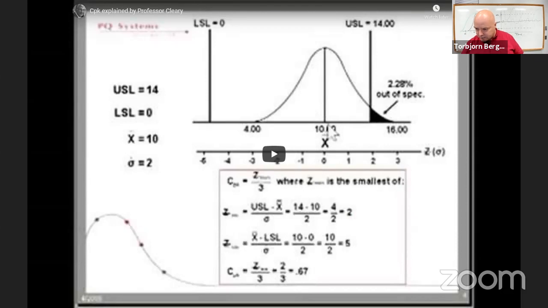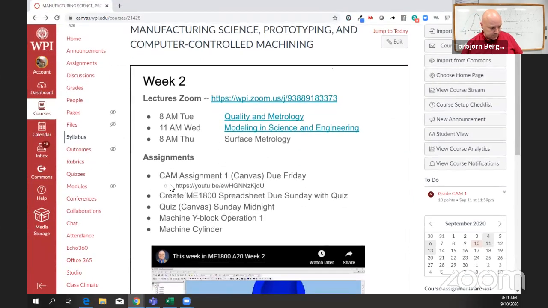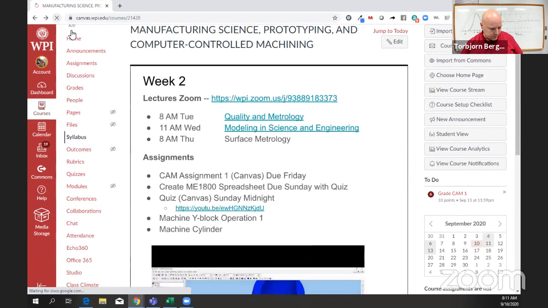Where's Canvas? There it is. Let me drag Canvas over. I've got a link to it in the week 2 section, down here next to refresh, next to where it says the quiz. And down here is a link to that YouTube video.